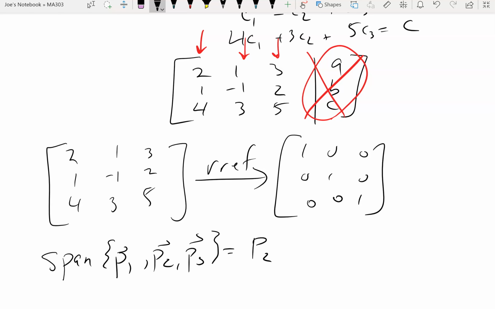Now again, the whole point of this is I want to show that my vectors in my vector space, in this case my polynomials in P2, can all be written in terms of three specific polynomials. And we're going to use that information later on to say, okay, if I know what happens to these three polynomials, I know what happens to everything. That's the idea behind this.